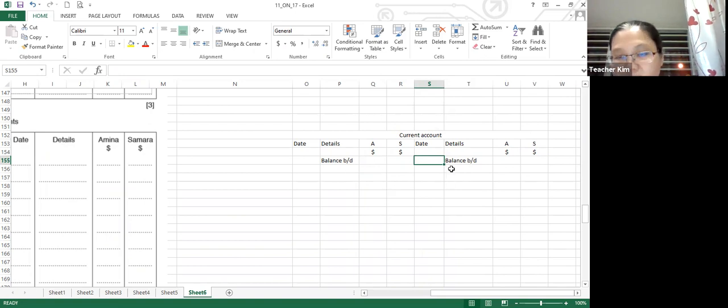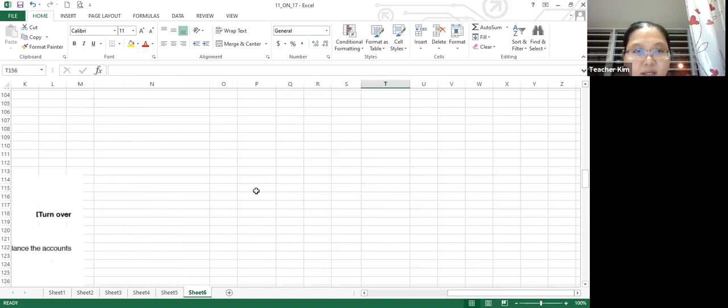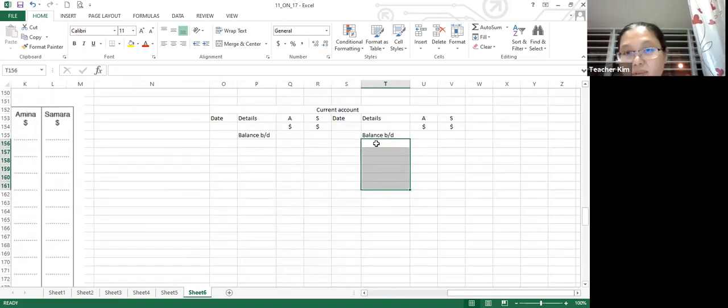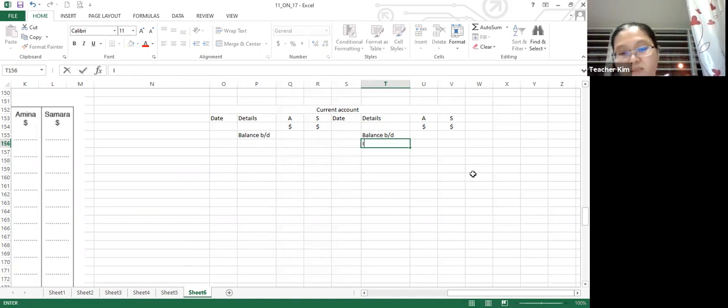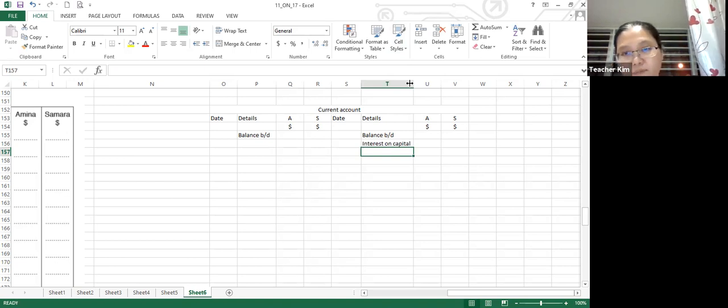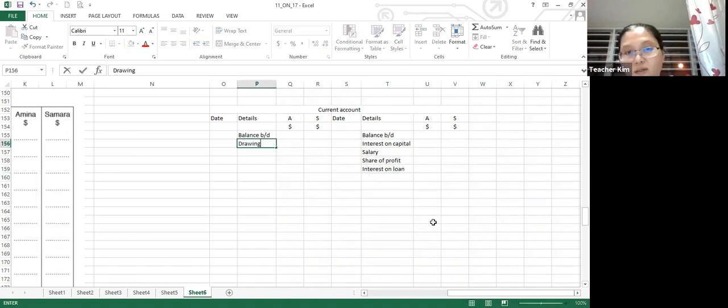Okay, now next thing is just now the format that we have, the appropriation account. Under the appropriation account, when we have interest on capital, we put it into the credit side. If we have the item which is salary, we put it in the credit side as well. If we have the share of the profit, we also put it into the credit side. If we have the interest on loan, we also put it into the credit side. Okay, now back to the debit side, we have the drawing. We have the interest on drawing. This is a fixed interest on drawing.